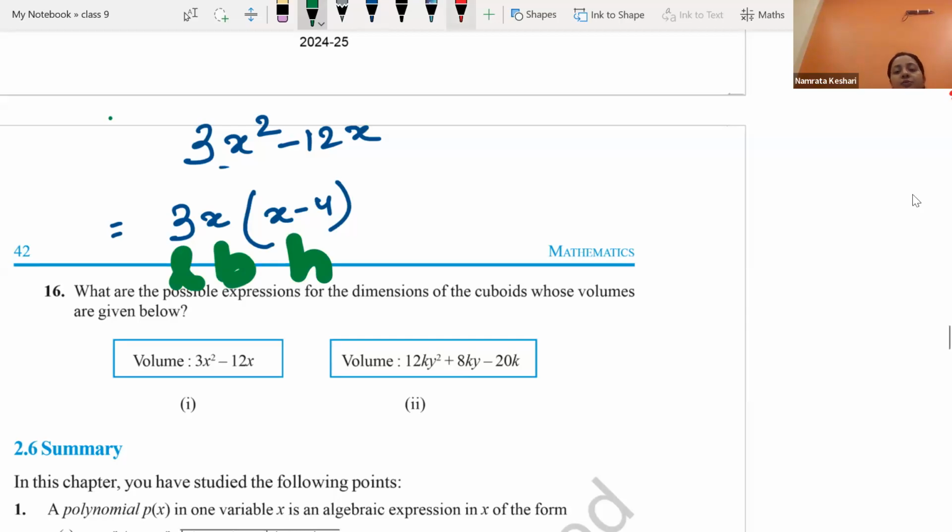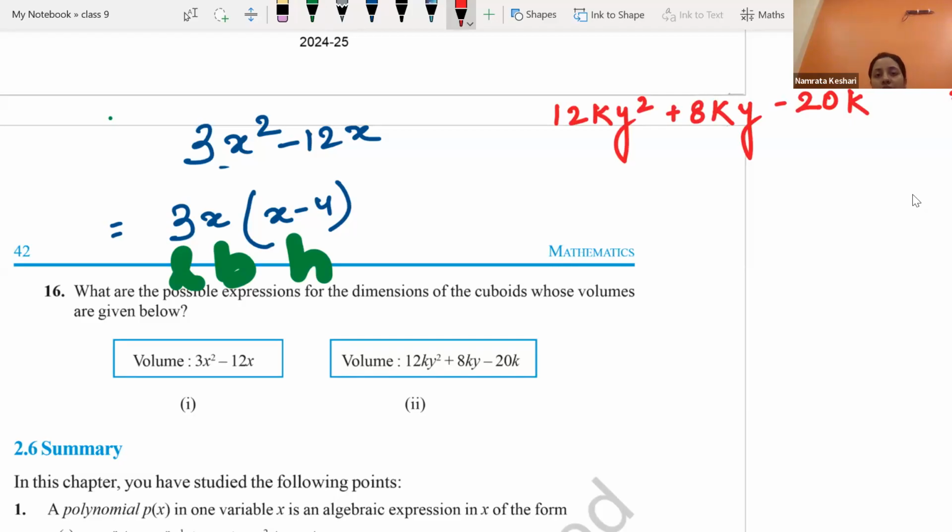Okay. Similarly, the next one, we have 12ky square, which is just representing the volume of a cuboid, and we just need to do the factorization. Once you do it properly, you will be able to understand what your length, breadth and height are. Anyway, you can say one of them is length, another is breadth, another is height. You can also say length can be x, breadth can be 3, and height can be any one from here. We are just giving one of the possible answers, because it says the possible expression.